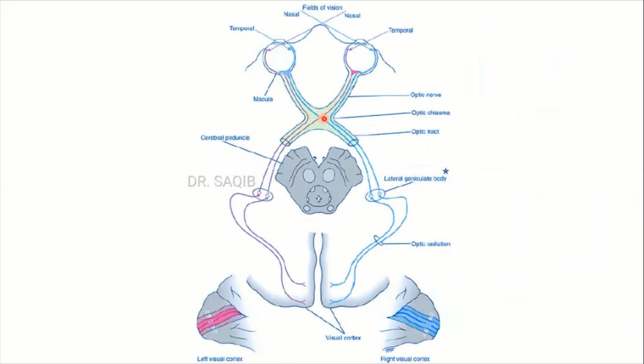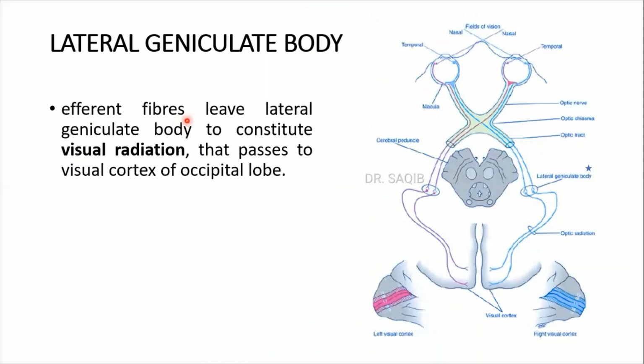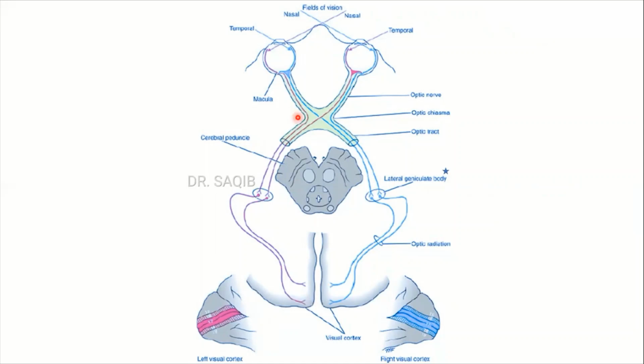Here it forms optic chiasma. Here is the optic tract, and the fibers reach the lateral geniculate body. And from here, this is the optic radiation, and it reaches the visual cortex present in the occipital lobe. Right? So this is the thing. Efferent fibers leave the lateral geniculate body to constitute visual radiation that passes to visual cortex of occipital lobe. This is the description. I will, of course, discuss this visual pathway separately in quite detail.